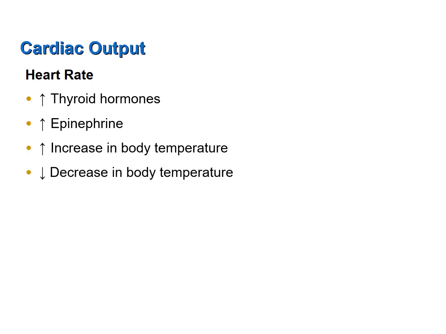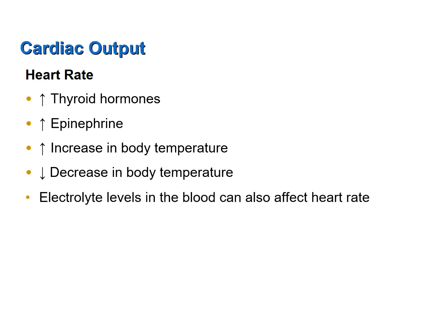Body temperature can also influence heart rate. An increase in body temperature increases the rate at which cardiac muscle cells of the SA node fire and contract. A decrease in body temperature decreases the rate at which cardiac muscle cells of the SA node fire and contract. Also note that electrolyte levels in the blood, electrolytes such as sodium, potassium, and calcium, can also affect heart rate, although I will not go into detail as to how.